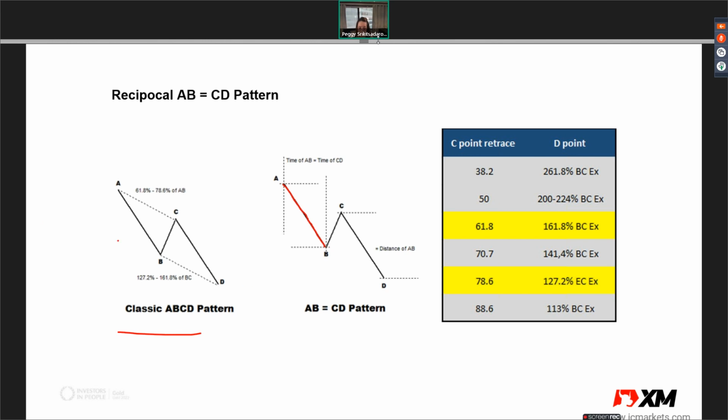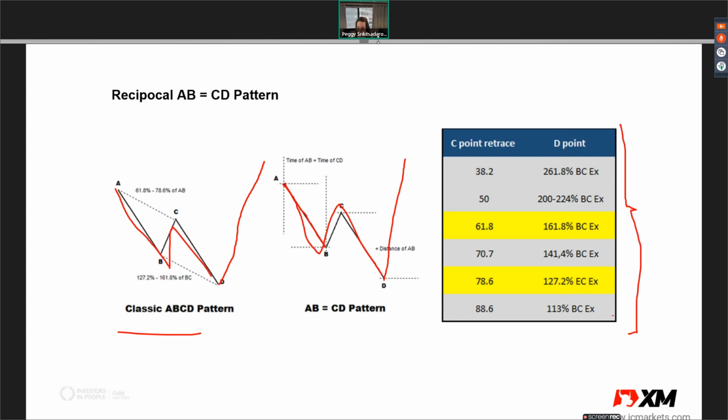Okay, so why do I say that harmonic pattern is all about AB equals CD? Because if you look at the harmonic pattern, it is something like a V shape, like that. That is a harmonic pattern, right? So this is very simple. If you want to trade the AB equals CD pattern, you just have to take the distance of AB, and the distance of CD is equal to the distance of AB.